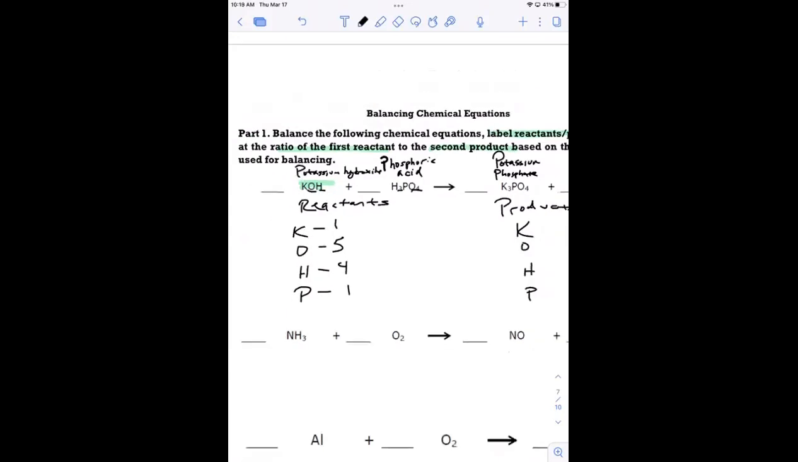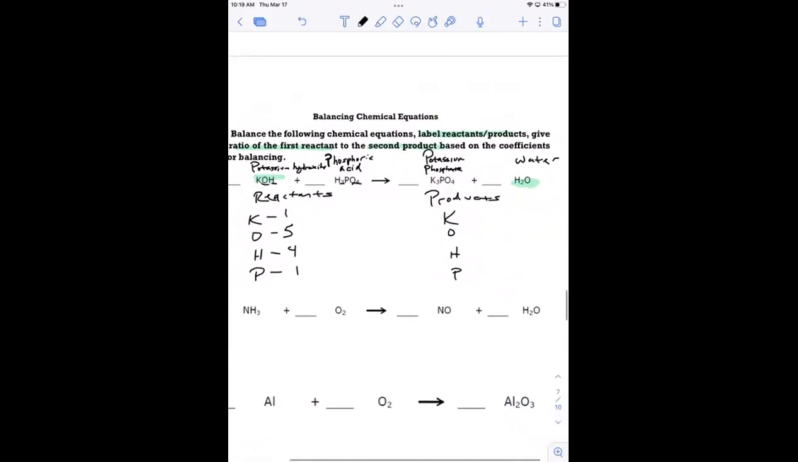All right, and then we look on the other side. We have 3 potassium atoms. We have 5 oxygen atoms, 4 here, 1 here. And then we have 2 hydrogen atoms and 1 phosphorus. All right, so now we need to balance this. So we could start with any of the atoms.